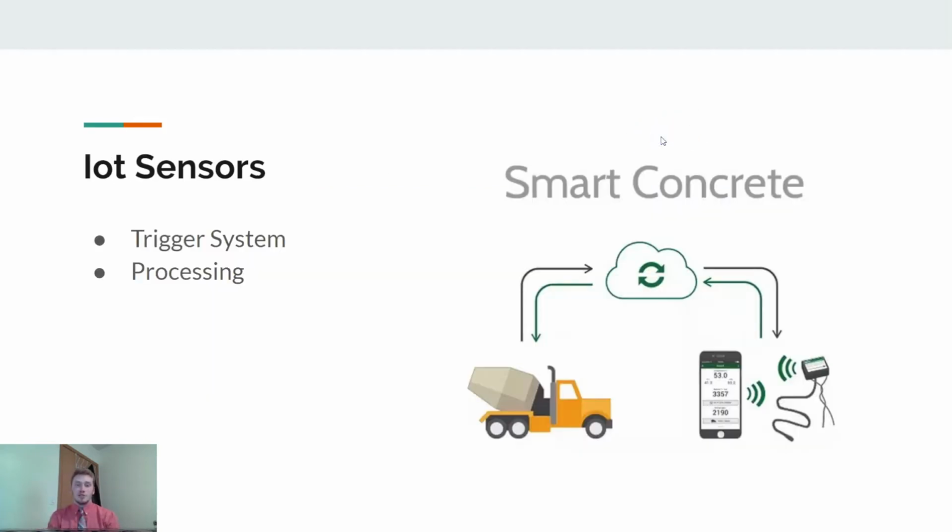IoT sensors are really just sensors and processors that trigger actions on machines from just triggers.